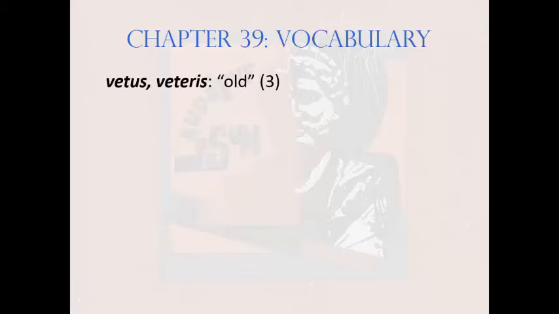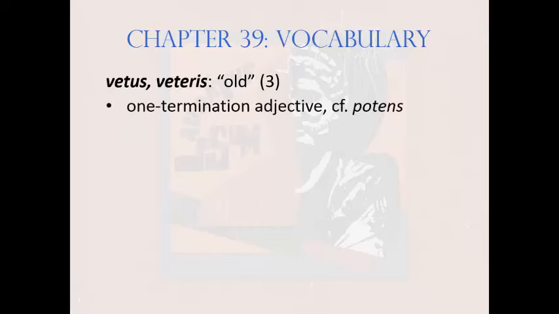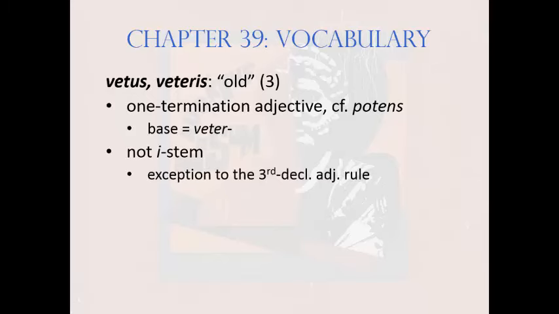The next word is another third declension adjective, vetus, veteris, meaning old. It belongs to the one termination variety, like potens, potentis, or any present participle, where the base becomes visible only after the nominative. What then is the base of vetus? Yes, veter. And there's an annoying feature of this adjective. It's not I stem, as you'd expect, since it's third declension. So, what's its ablative singular then?